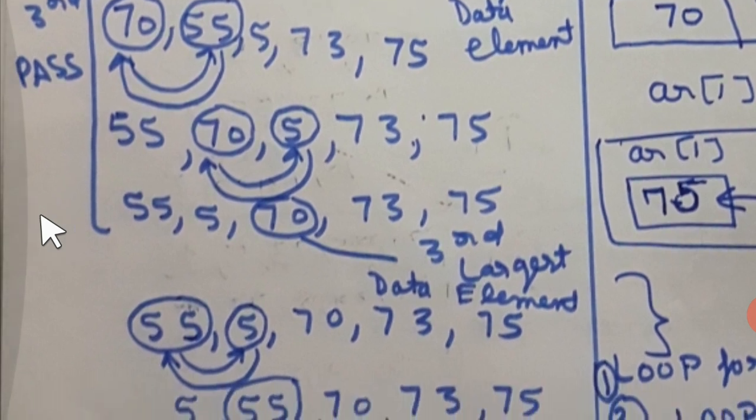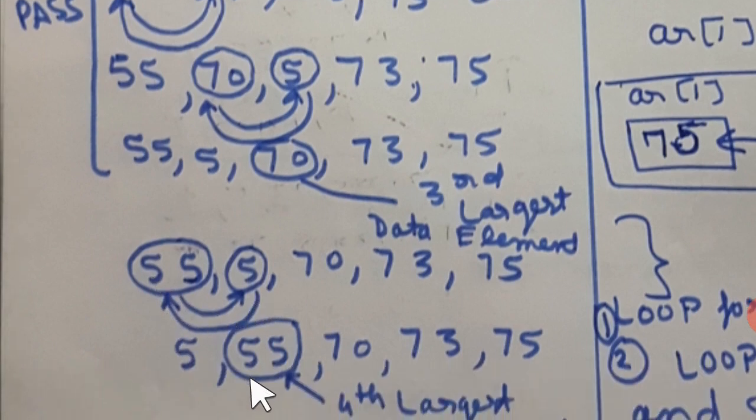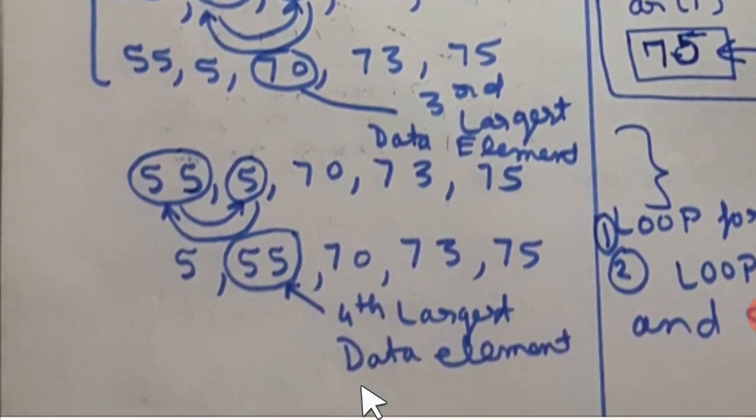Now we go for the fourth pass. In the fourth pass, 55 and 5 will be compared. So 55 is here and 5 is here. You can see here 5 and 55. 55 has reached its proper location. So 55, 70, 73, 75. This is the fourth largest data element. And after that, what do you find? You find 5, 55, 70, 73 and 75, which means the entire array is sorted.